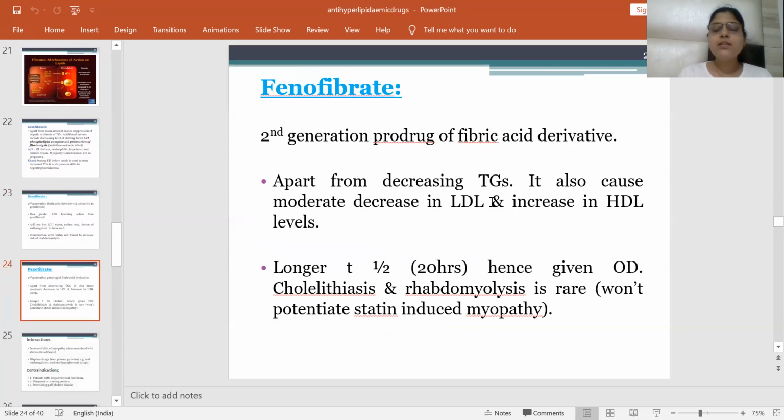Fenofibrate is again a second generation product of fibric acid derivative. Apart from decreasing triglycerides, it also decreases LDL and increases HDL levels. It has a longer half-life, hence a once daily dose is effective. Cholelithiasis and rhabdomyolysis are rare, and it won't potentiate the statin-induced myopathy.